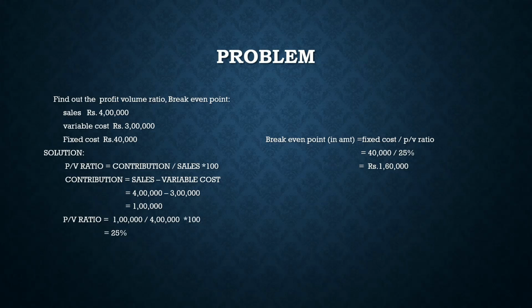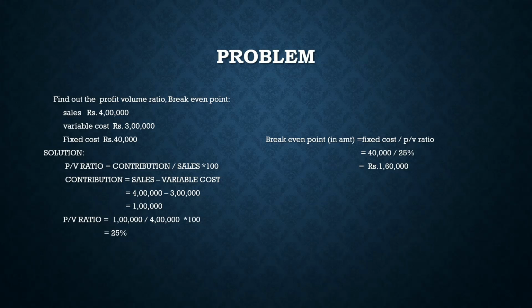First we find out the profit volume ratio. PV ratio is equal to contribution divided by sales into 100. So first we find out the contribution. Contribution is equal to sales minus variable cost. Your sales value is 4 lakh and the variable cost is 3 lakh. We get the contribution as 1 lakh. So now we can find out the PV ratio. PV ratio is equal to 1 lakh divided by 4 lakh into 100. We get a PV ratio of 25%.